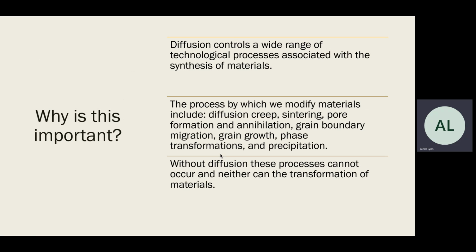Why is this important? Diffusion controls a wide range of technological processes associated with the synthesis of materials. The processes by which we modify materials include diffusion creep, sintering, pore formation and annihilation, grain boundary migration, grain growth, phase transformations, and precipitation. Without diffusion, these processes cannot occur, and neither can the transformation of materials.